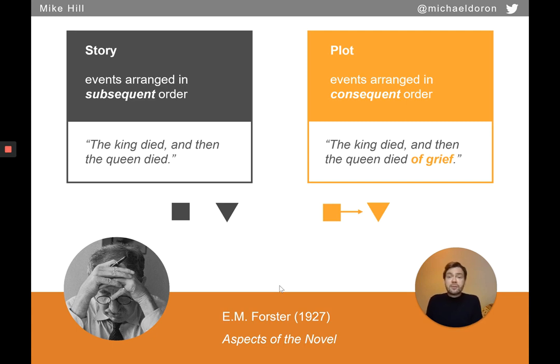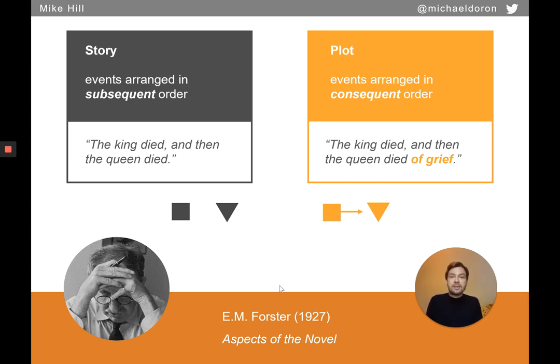And by story, he means events arranged in subsequent order. So it's just in the order in which it happened. And the example that he uses is the king died and then the queen died. So the first event is the king died, and the second event is the queen died. But these events are only arranged in the order it happened. So far, nothing has happened to these events to connect them into a plot.